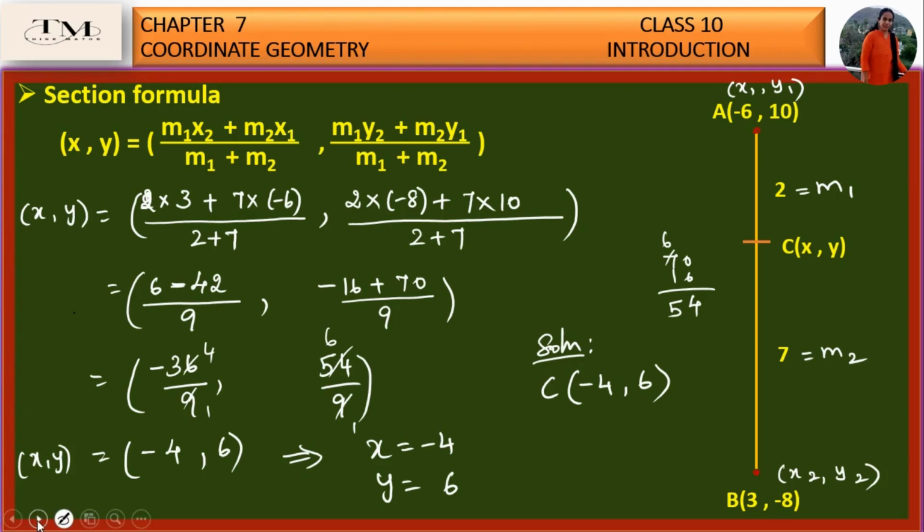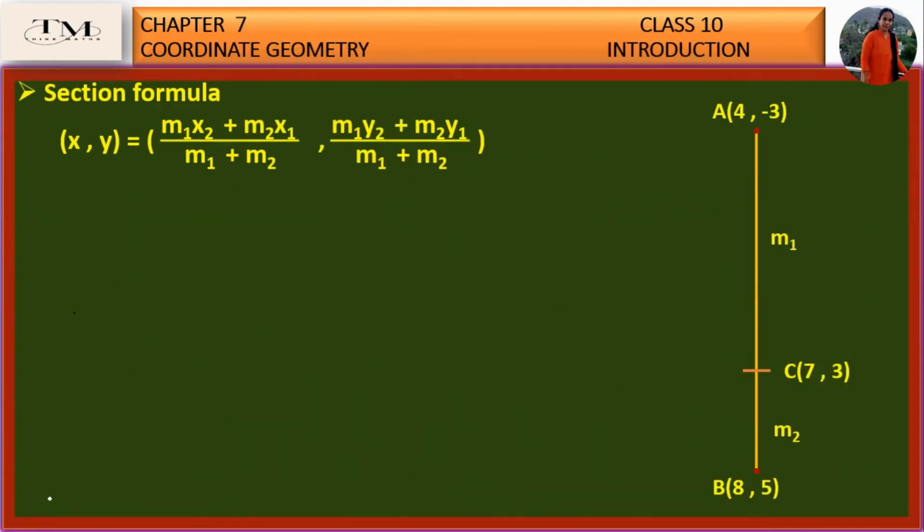So moving on to the next topic. This is also section formula. In the last one, they gave M1 and M2, so we found out what are x coordinate and y coordinate for the point C. In this problem, there are 2 points A and B and there is a point C. It divides internally in the ratio M1 is to M2. So we have to find out M1 and M2. So let us see how we can find out.